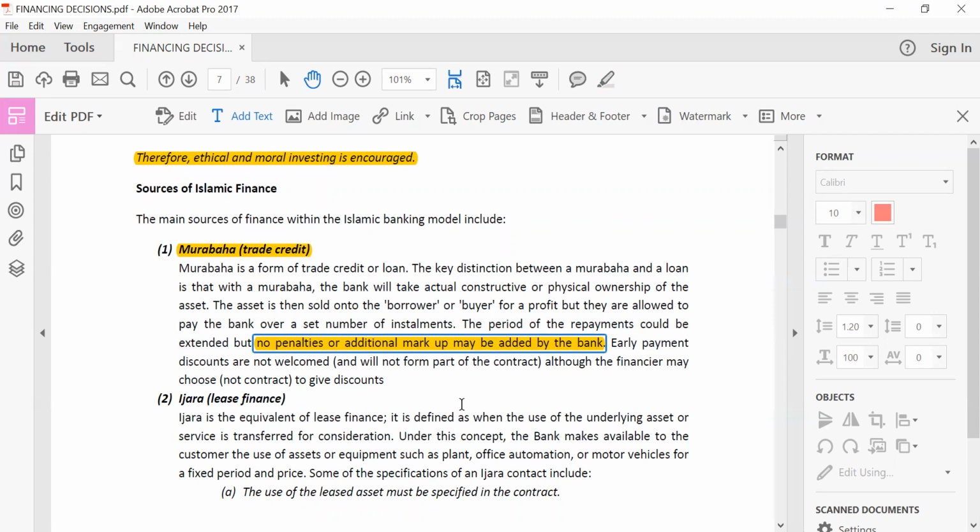So they give you a trade credit. You are not paying that. Then they even extend that for you. Although I actually stated bring my money in 2 months' time, but bring it in 3 years' time. And the 3 years extension does not come with what? Penalties or any additional markup to be charged by the bank. Early payment discounts are not welcomed and will not form part of the contract, although the financier may choose to give a discount.